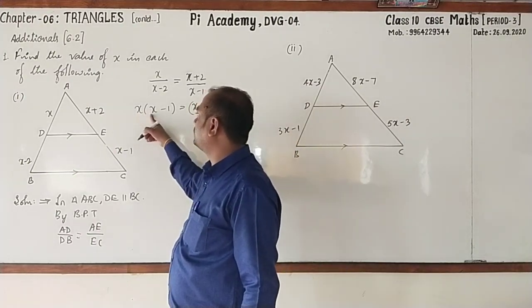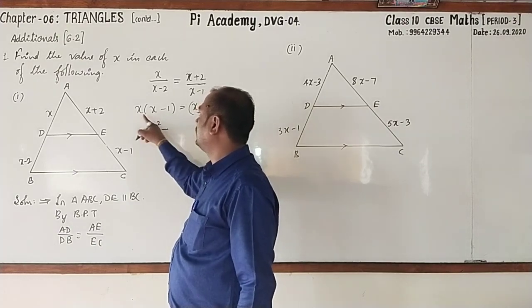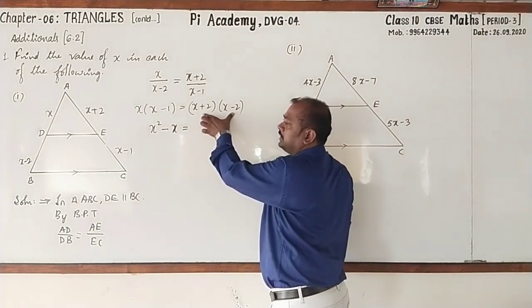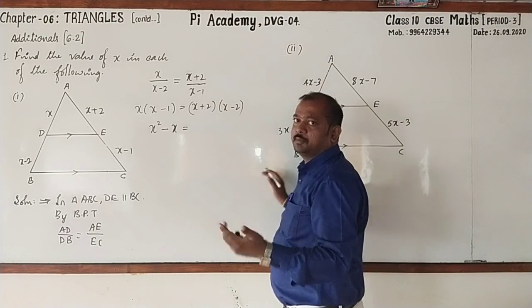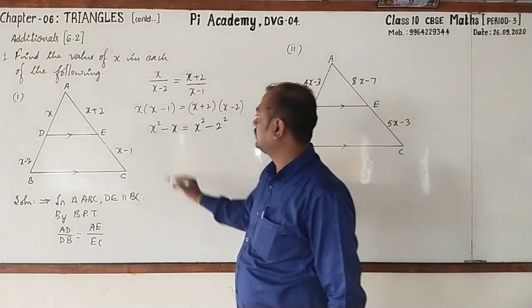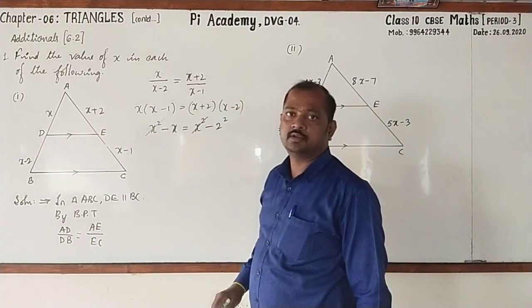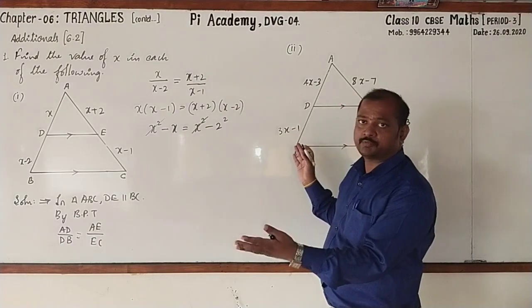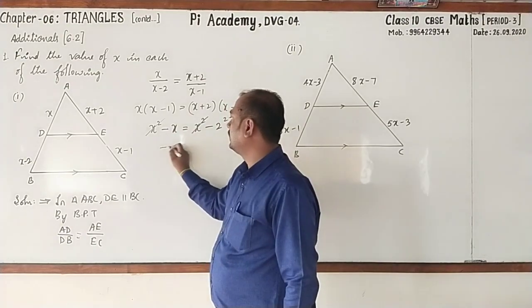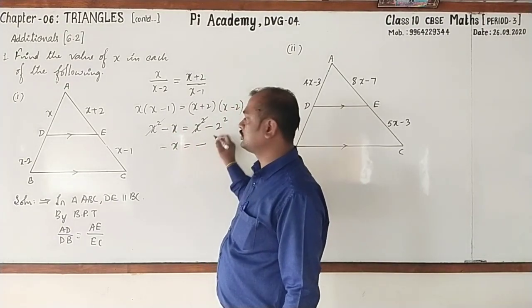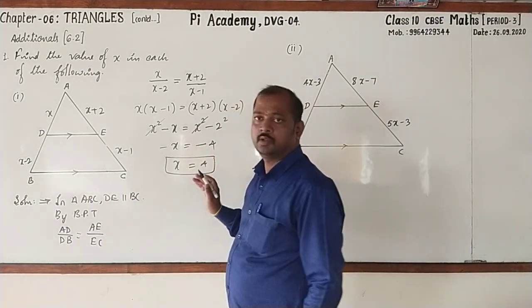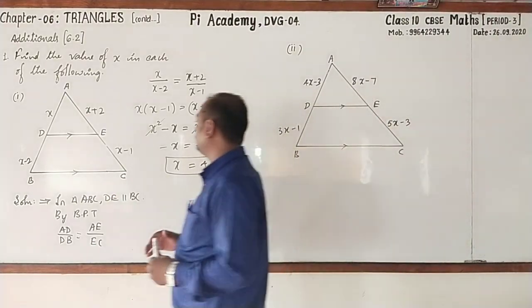Multiply x with both the terms: x into x square minus x into 1, that is x. When you observe these two, they are in the form of a plus b into a minus b, which can be written as a square minus b square. That is x square minus 2 square. Now see that x square gets cancelled, since these terms are on either side of the equal sign and have the same sign. Now minus x is equal to minus 2 square, which is 4. Minus minus get cancelled. x equals 4. Understood? This is the way we can find out the value of x.